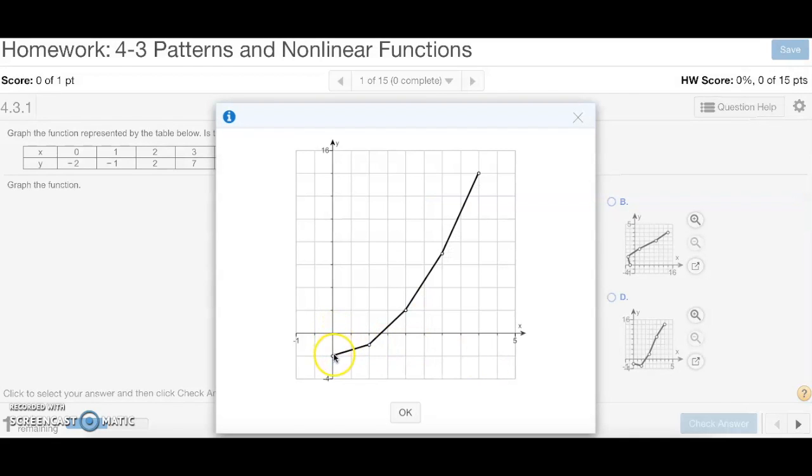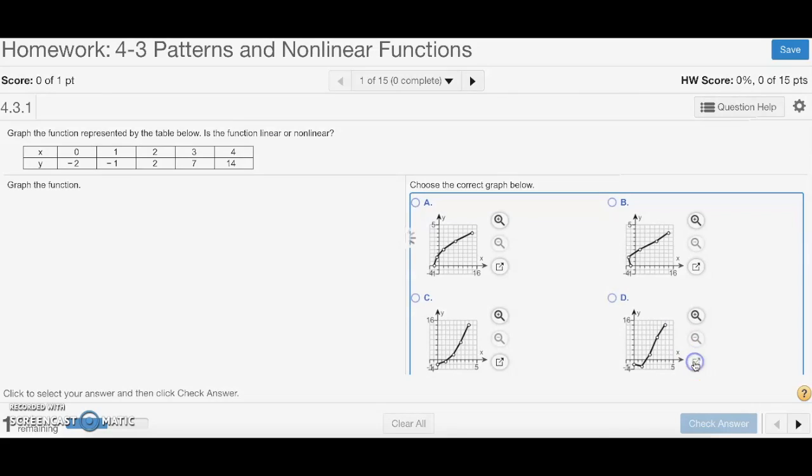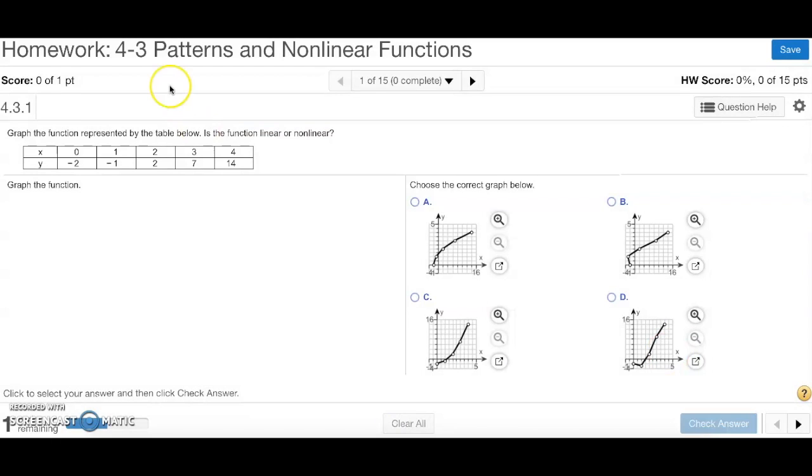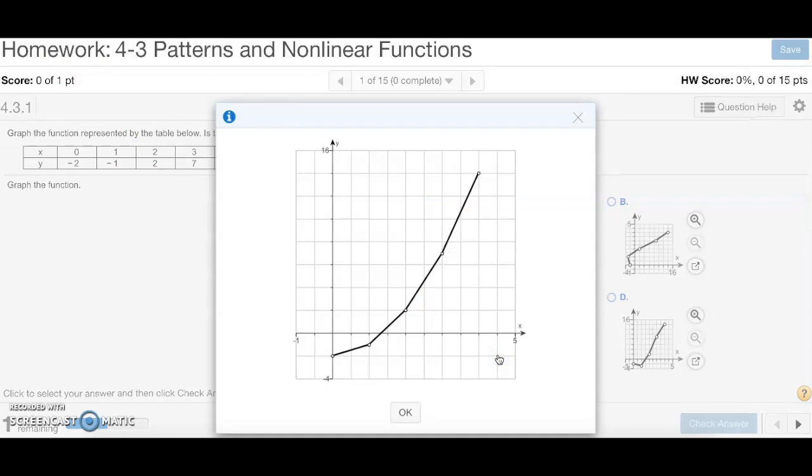C, there's a 0, -2 for a point, and for D, there's 0, -2, so it has to be between C and D. That means we go to the next point, 1, -1. So looking at C, we see this is from 0 to 5. Every other dash is going to be a whole number. So this is 1, 2, 3, and 4. This is -2 and -4. So halfway between 0 and -2 will be -1. So this will be 1, -1. So that means C is going to be my answer.